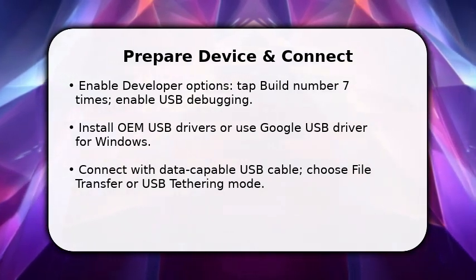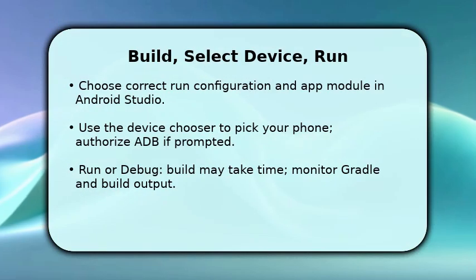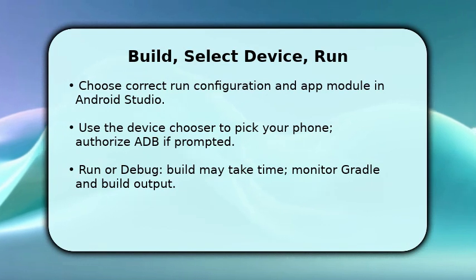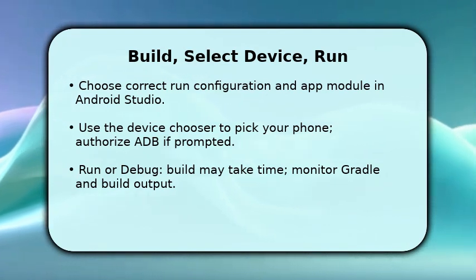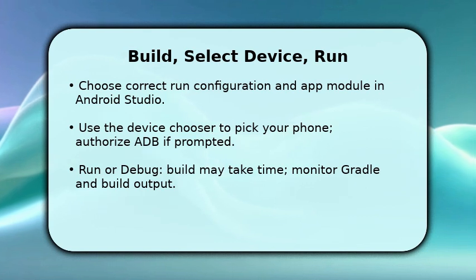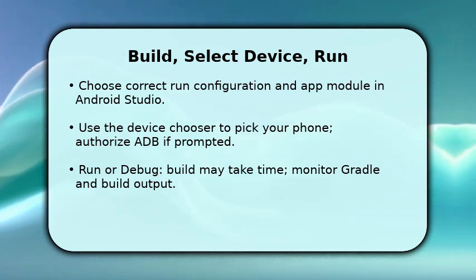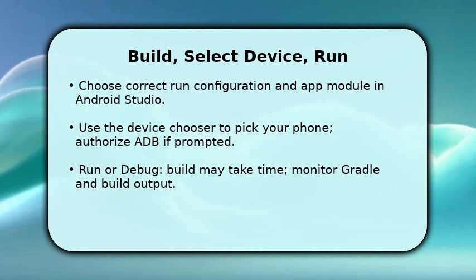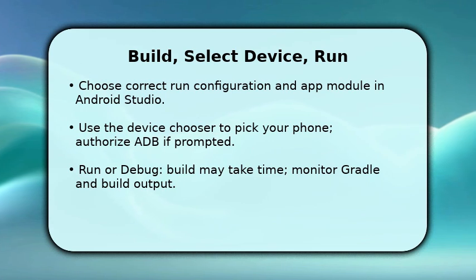You now move into Android Studio. Select the app module and choose a proper run configuration so the IDE builds the correct APK. Next, open the device chooser and pick your connected phone. If an authorization dialog appears on the handset, accept it to grant ADB access. Then click Run or Debug.